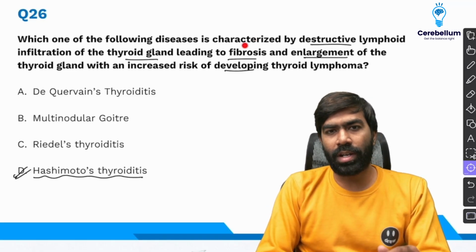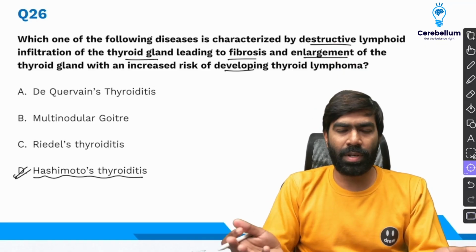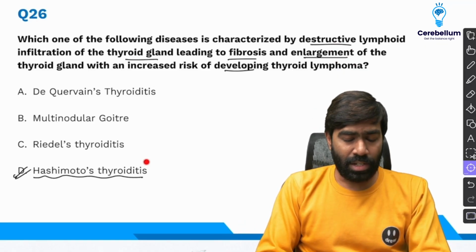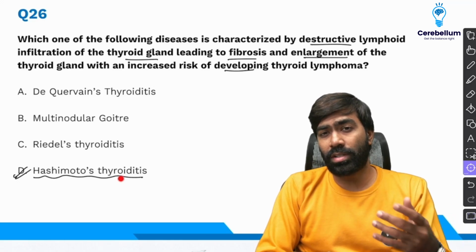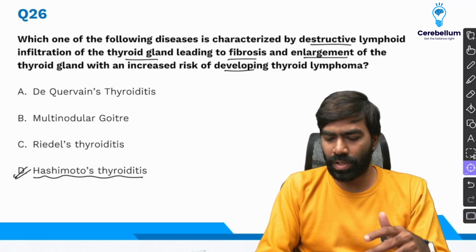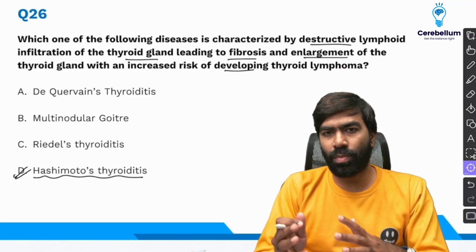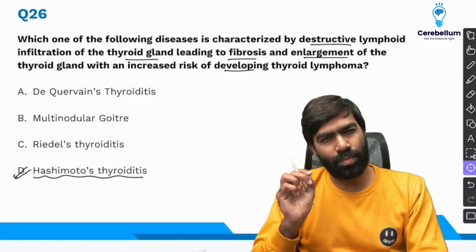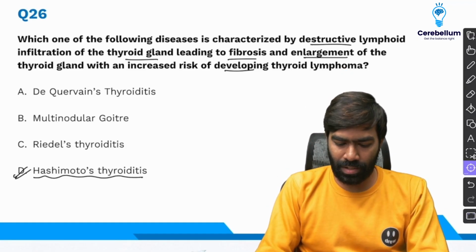And because of chronic lymphocytic infiltration, you're going to result in significant fibrosis. Initially, there will be enlargement, but later on, the gland may become atrophied. Hashimoto's thyroiditis, for that reason, is also called chronic lymphocytic thyroiditis. Hashimoto's thyroiditis patients are at risk of developing two cancers. One is thyroid lymphoma, even though the risk is small, but still the risk is there. And there is a small increased risk of papillary thyroid cancer as well.